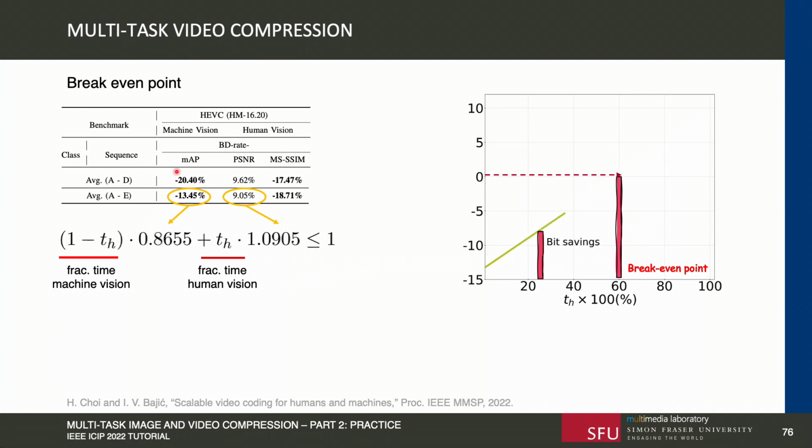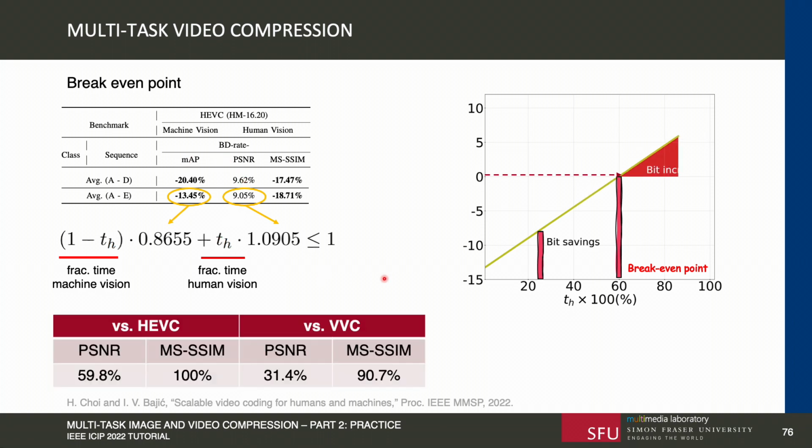So computing these break-even points against different anchors, we'll see that, for example, against HEVC, when quality is measured in terms of MS-SSIM, the break-even point is 100%. In other words, a human can view the video all the time, and it's still the case that this two-task system achieves gains, and that's quite obvious because it has gains both in terms of this column and this column. In case of PSNR, which is the explicit equation shown here, the break-even point is about 60%.